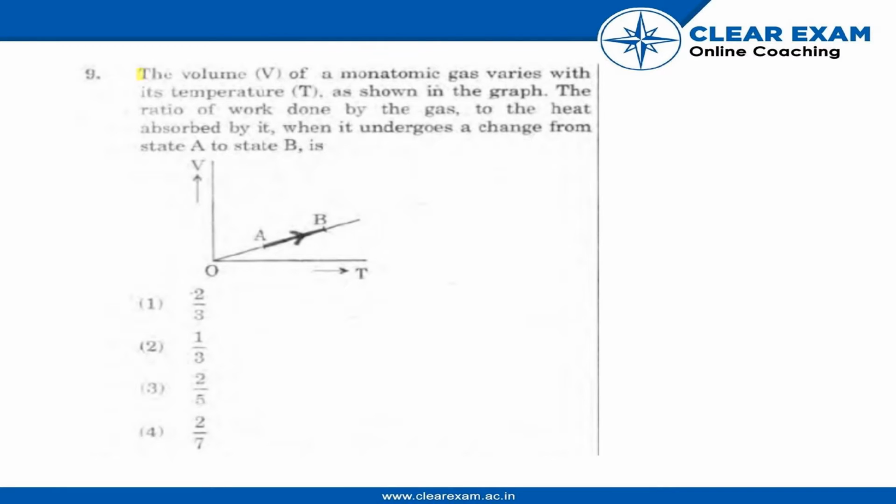So, question number 9 here: the volume V of a monoatomic gas varies with the temperature T, as shown in the graph. The ratio of the work done by the gas to the heat absorbed by it when it undergoes change from state A to B is, so we have to find the ratio of the work done by the gas to the heat absorbed by it.